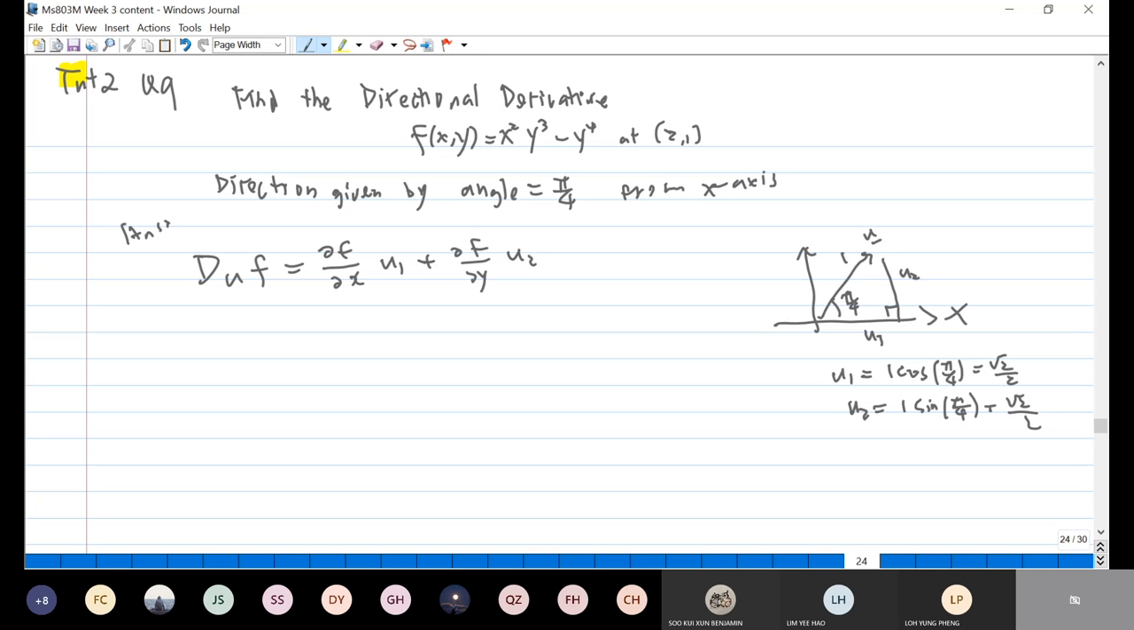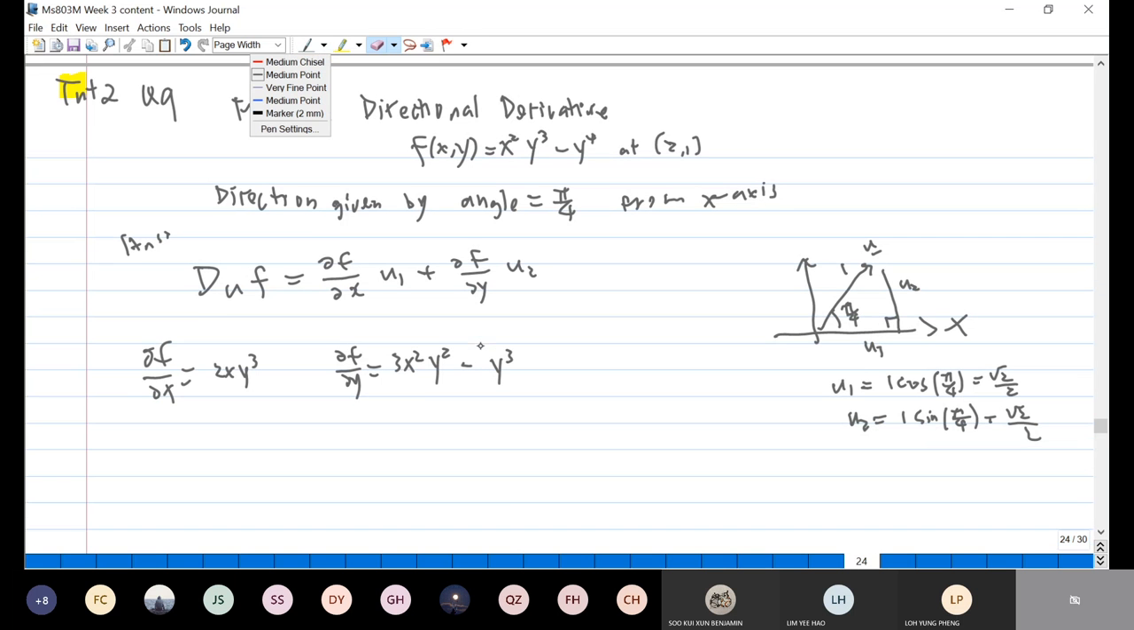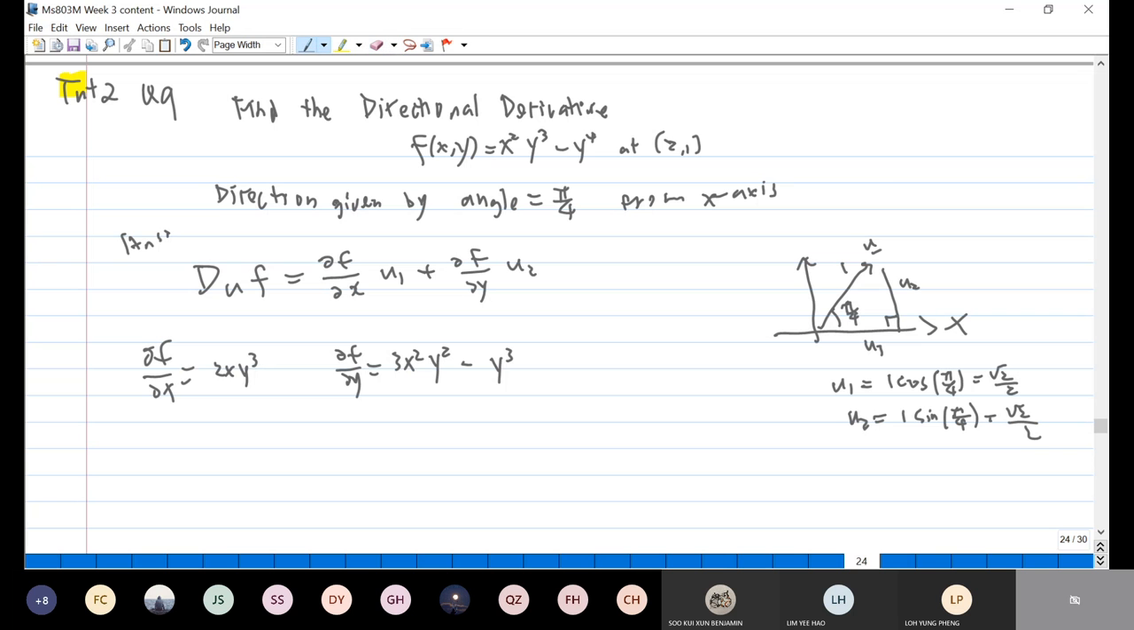Then you need to differentiate with respect to x first. Okay, let's find out this. Partial differentiation with respect to x, you get 2xy cubed. Partial differentiation of f with respect to y, you get 3x squared y squared minus 4y cubed.